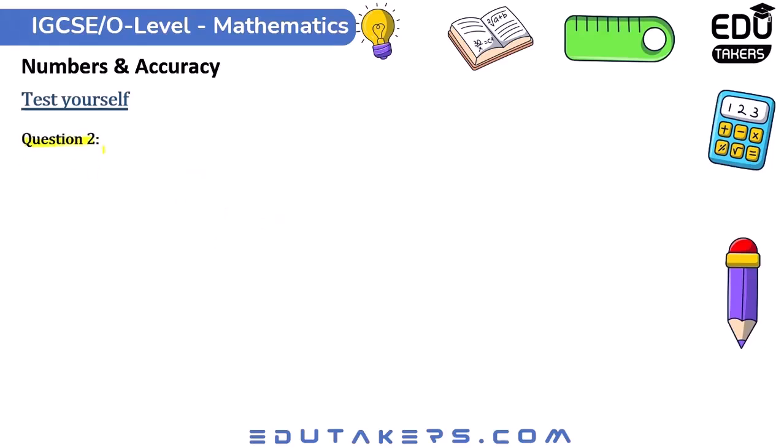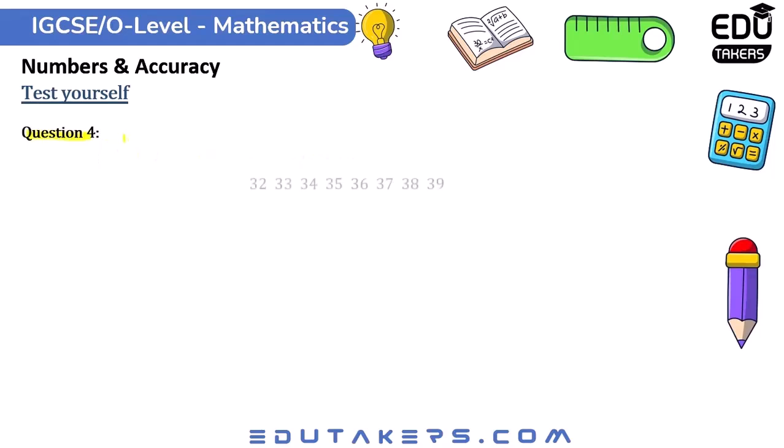The question number 2 is, write the number 7081 in figures. This is a 1-mark question. Question number 3. Write all the multiples of 13 less than 50. It's a 2-mark question. You have to write multiples of 13 which are less than 50.